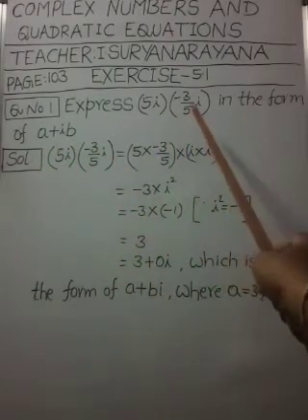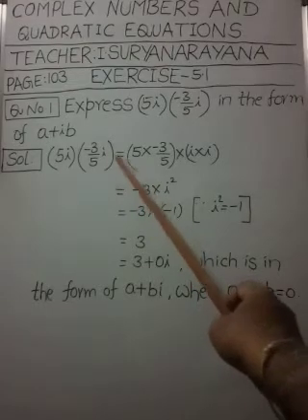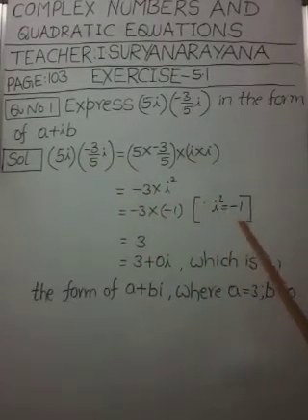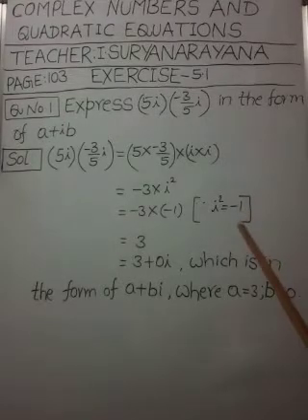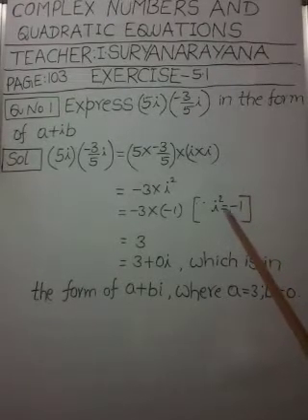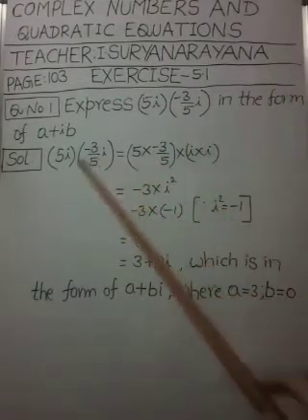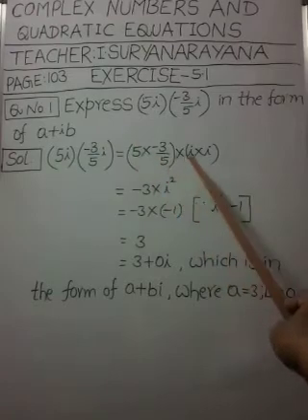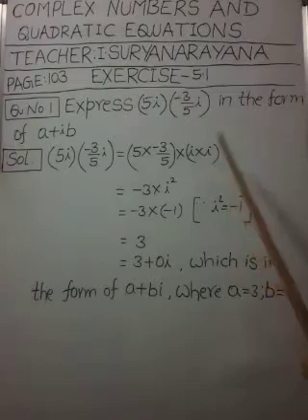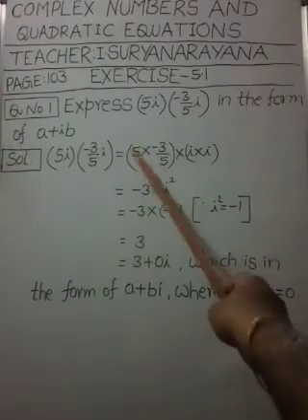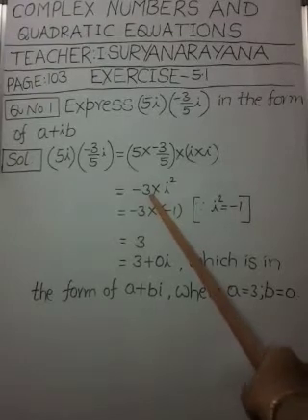Let us take the given expression, 5i into minus 3 by 5i is equal to, we use here the properties of real numbers. As we are multiplying the numbers in the system of real numbers, the same properties can be used here. So 5 into minus 3 by 5 into i into i. Understood this step, my children? Right. Here 5 gets cancelled. Finally, what will you get here? Minus 3. Understood this part, my children?